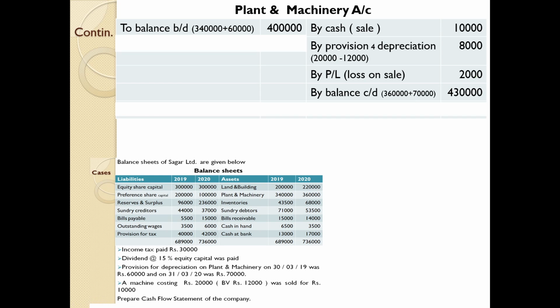So we have noted down all the items in the plant and machinery account. If you take the total, there is a balance on the left hand side, and the difference amount can be considered as the purchase during the year. So plant and machinery account is completed.